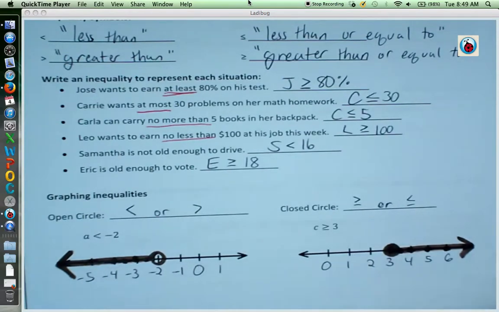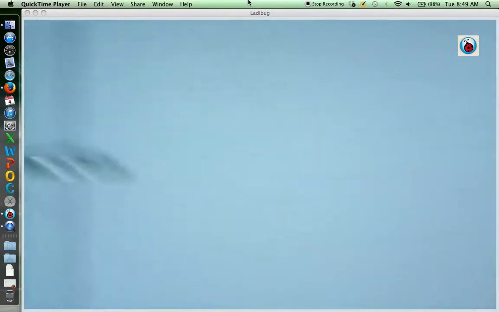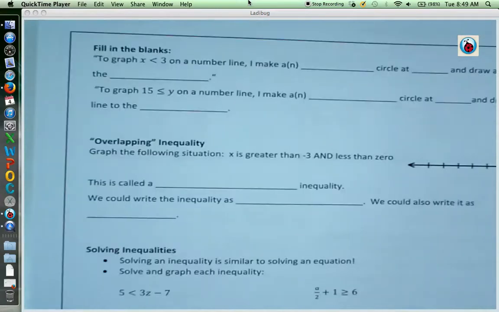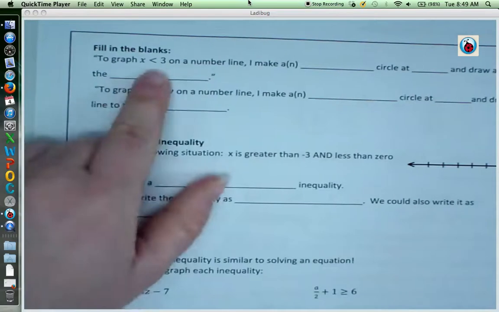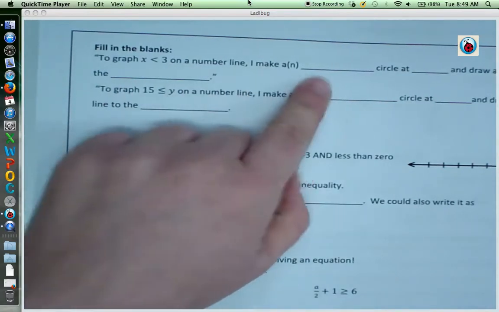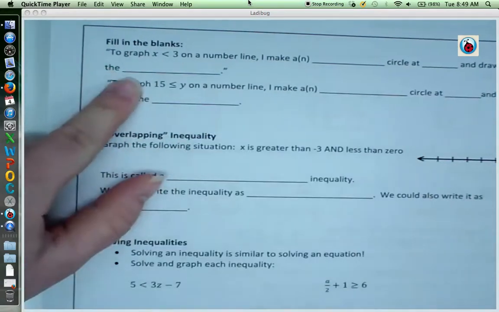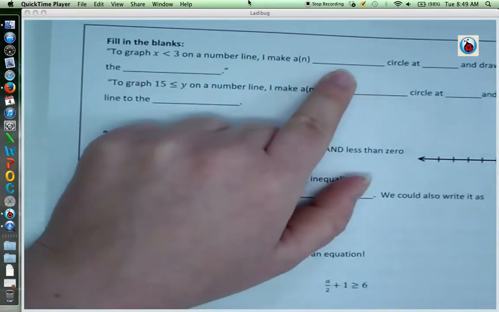Let's turn the page to page 104. And just as a guideline, if I was to graph x is less than 3 on a number line, what do I do? I'm going to make a blank circle at blank and draw a line to the blank. So for this blank, I want to write an open or closed.